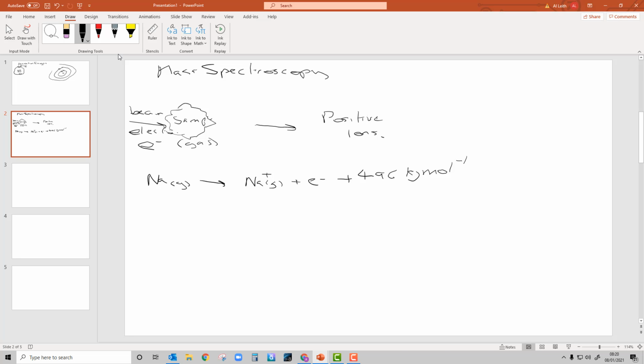So what does that mean then? If we start off with 1 mole of sodium atoms and we turn it into a gas, the amount of energy required to remove an electron from every single atom of sodium in a mole of gas is going to be that amount. That is the definition of the first ionization energy. It's the amount of energy needed to remove 1 mole of electrons from 1 mole of atoms. Okay, that is what the first ionization energy is.